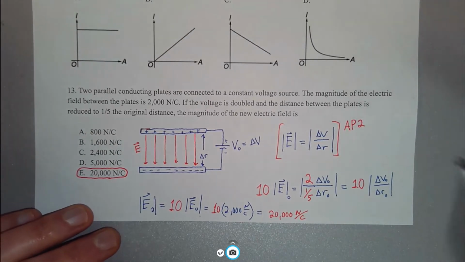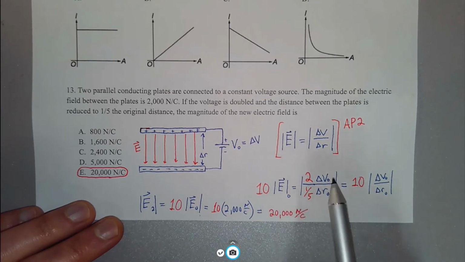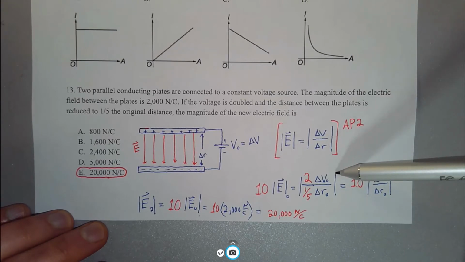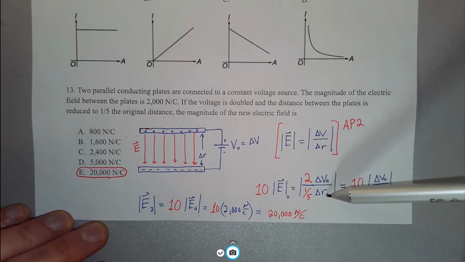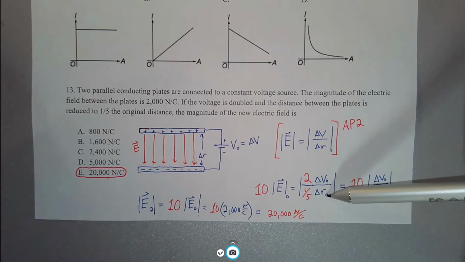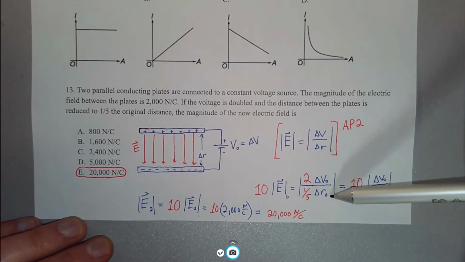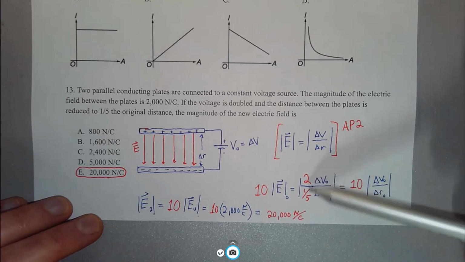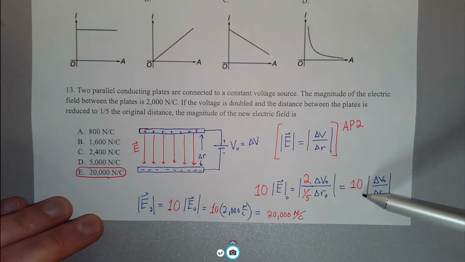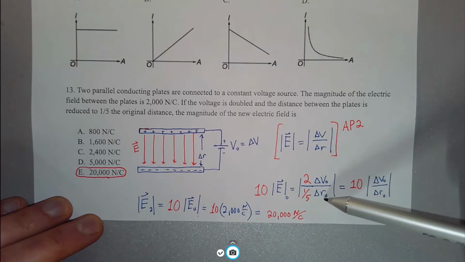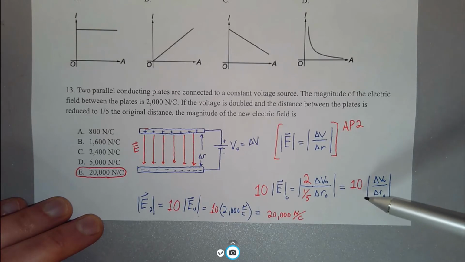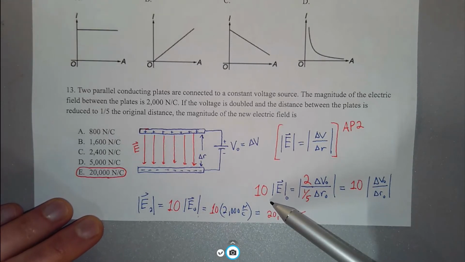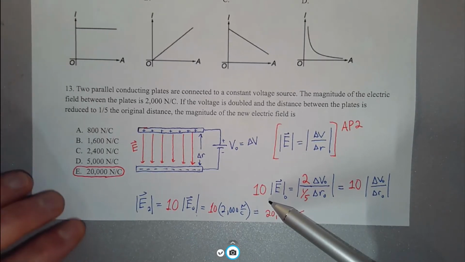So, if E is equal to delta V over delta R, do a little proportional reasoning. If we're doubling the original voltage, so there's a 2 in the numerator, and we're taking the original separation distance and making that 1/5 the original separation distance, delta R0. And so 2 divided by 1/5 is just 10. And so doubling voltage, dividing the original distance by 5, changes the right side of this equation by a factor of 10, which means it would change the left side of the equation, which is the strength of the electric field, also by a factor of 10.